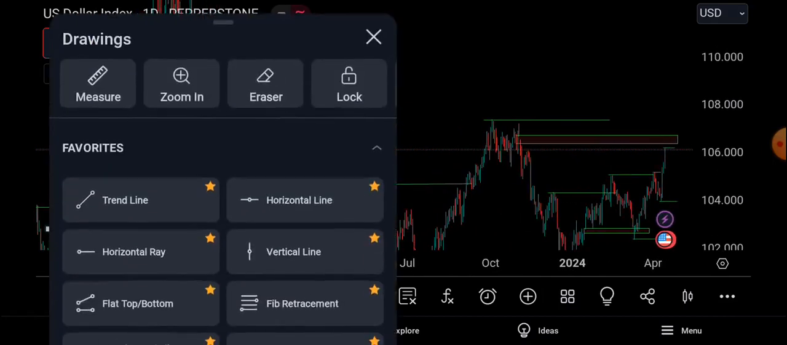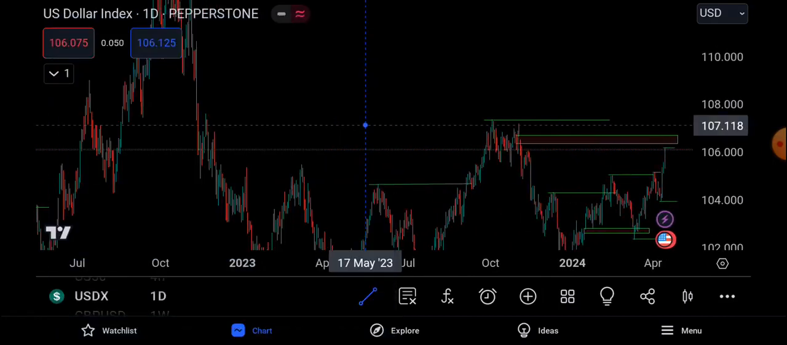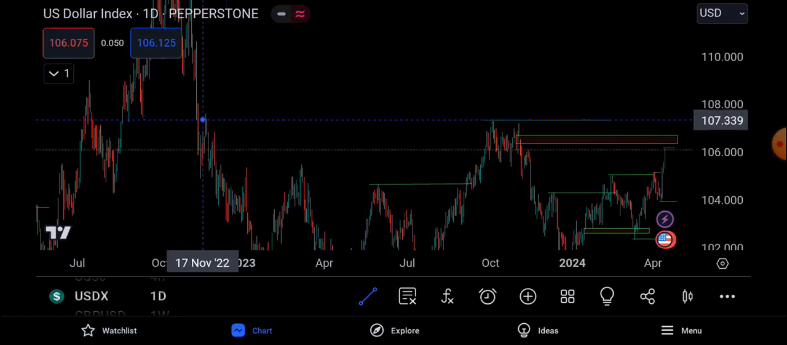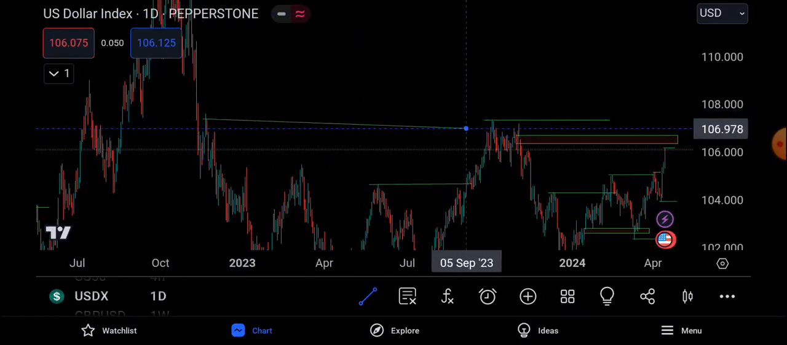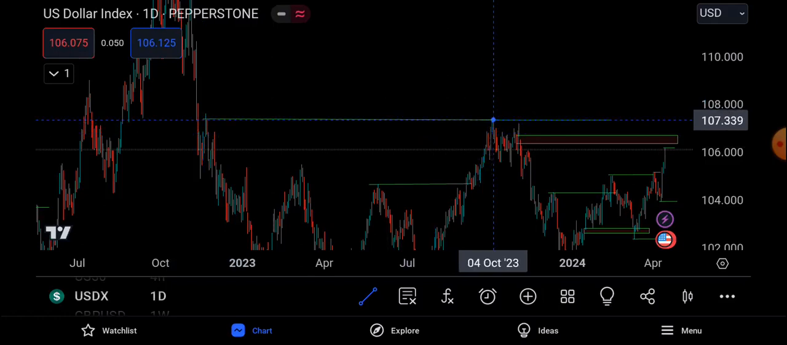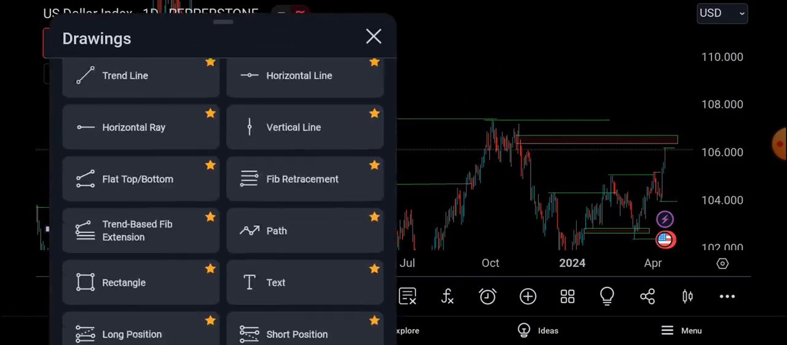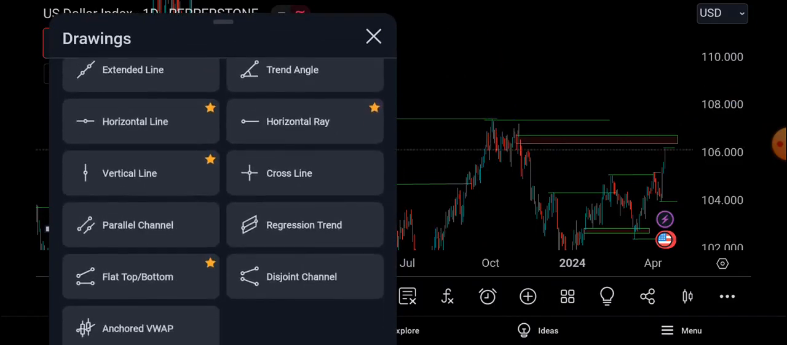We also have suspicious highs right here, so I'm just going to draw this right like that. These highs look a little too suspicious, a little too relatively equal in my books.